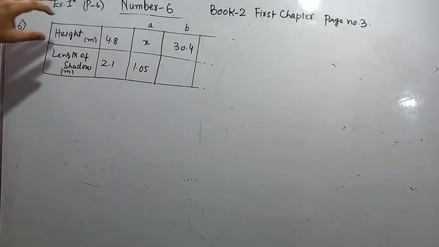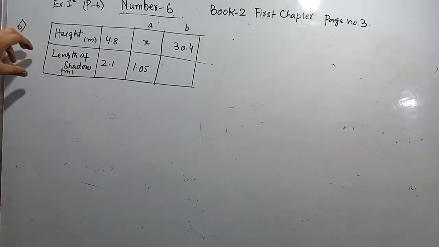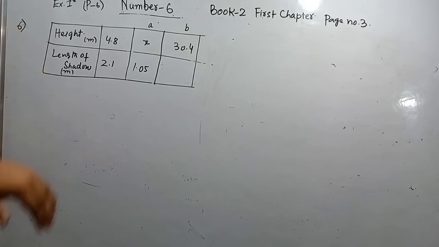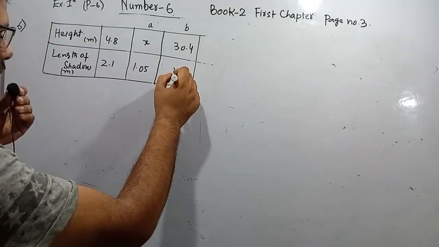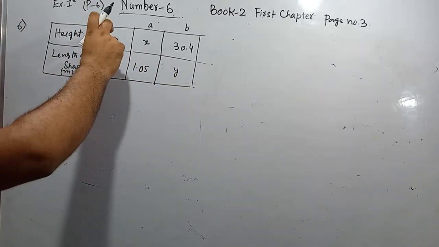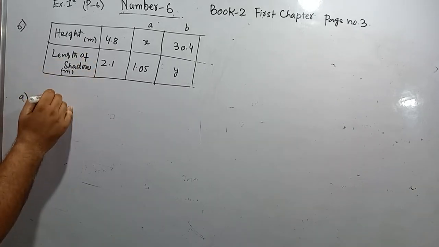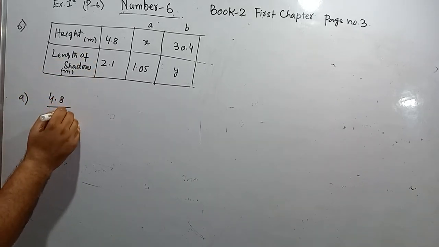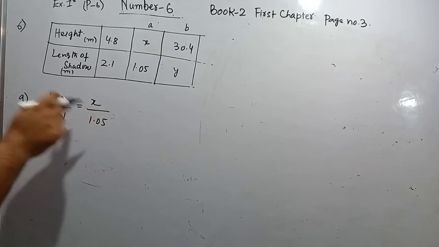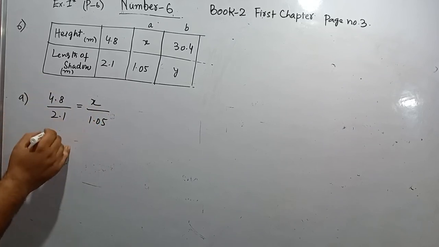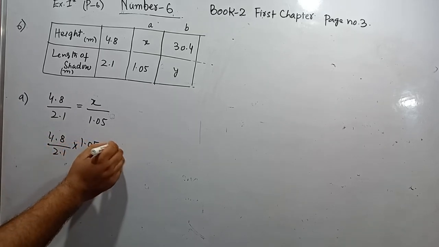Why I am making this table, you can see it is written there: the shadow and the height are directly proportional. That's why I can write here, let it be y. When they are in direct proportion, their ratios will be equal. For part A, the answer will be 4.8 divided by 2.1 equals x divided by 1.05. So we will do the transposition and solve it for x. It's 4.8 divided by 2.1 into 1.05 is equal to x.